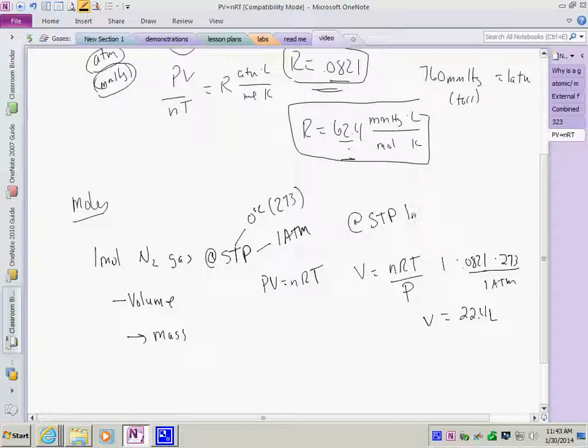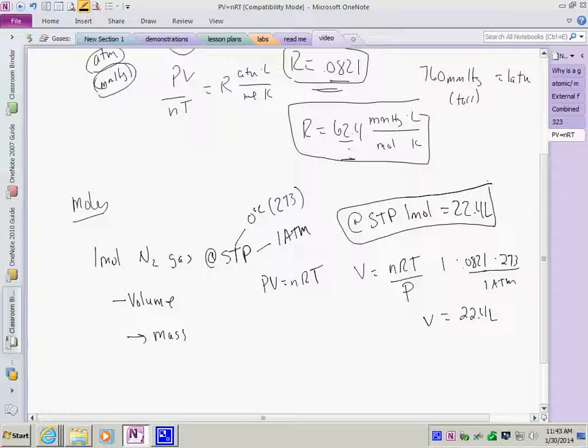This is the reason why I picked this problem: it's pretty standard that at STP, 1 mole of any gas equals 22.4 liters. Keep that in mind. 1 mole of any gas at STP is 22.4 liters. That's a pretty common relationship or ratio.